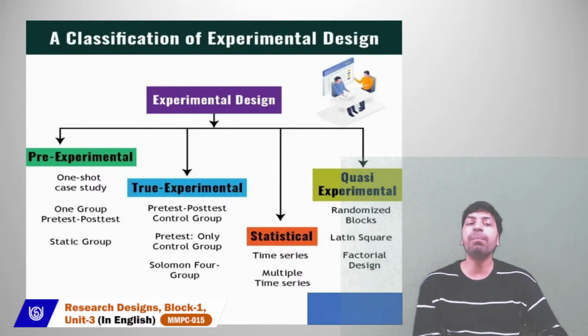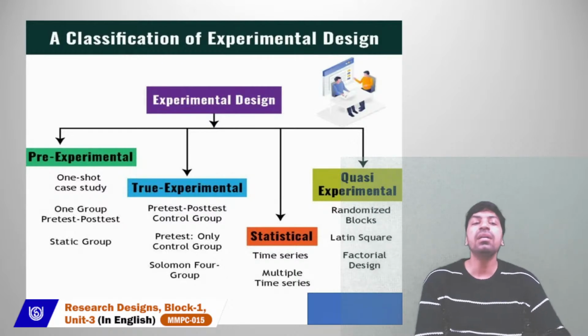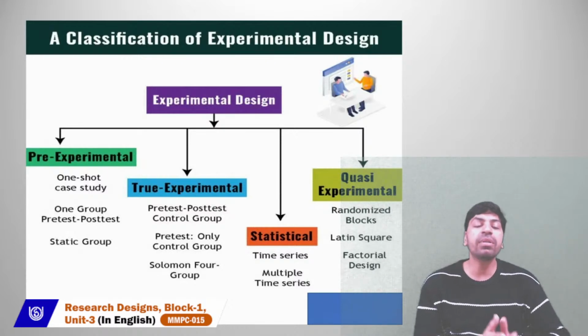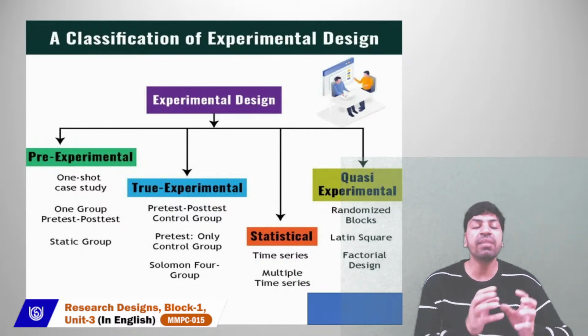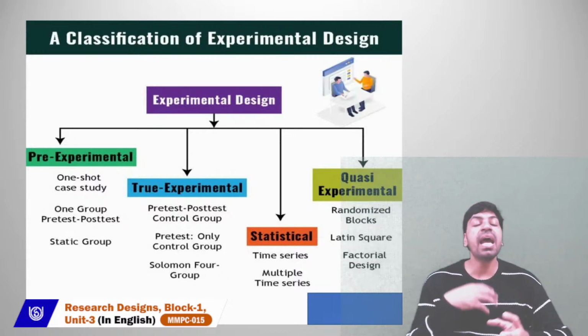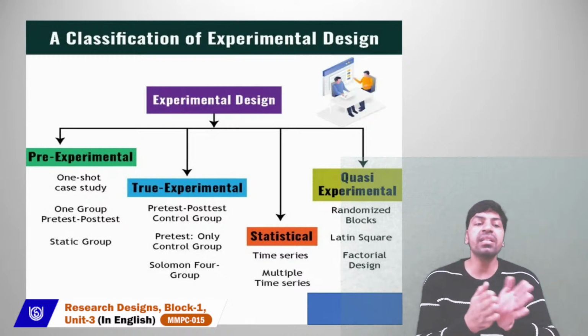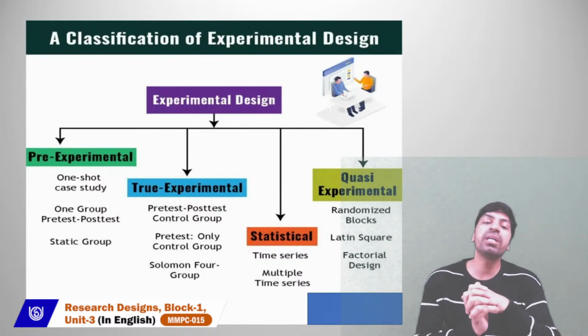If we talk about the pre-experimental design, it involves one-shot case studies, where a pre-test and post-test are done in one group. Pre-test is all about testing the patient. Before the post-test is done, they give a treatment to the patient, and after giving the treatment the test is done again. So pre-test and post-test are variable tools in the pre-experimental research design.